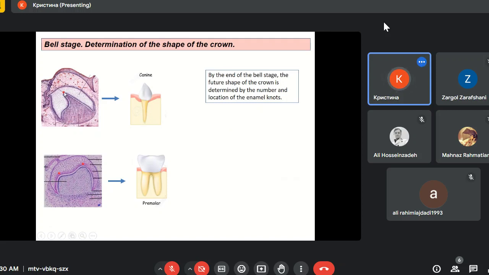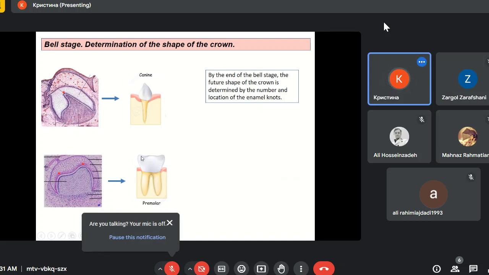So here at the end of the bell stage, the future shape of the crown is determined with the help of the enamel knots. The red asterisk here and here. So if we have one node like this, we will have this shape of the crown, like in the canine teeth. And in this case, we have two sites where the production of enamel and dentin starts to happen, and next we will have this shape of the crown, like in the premolar tooth.